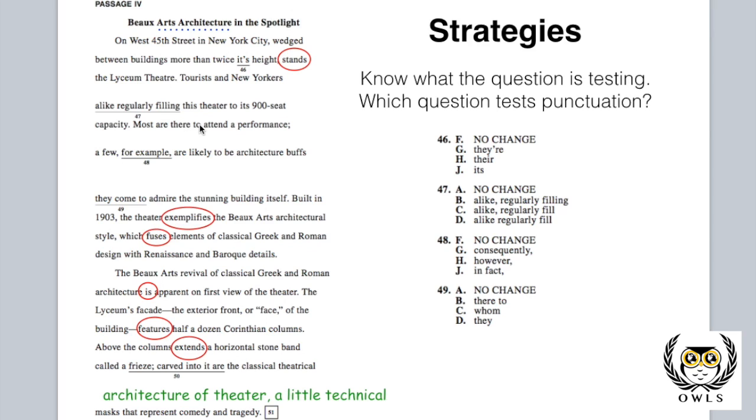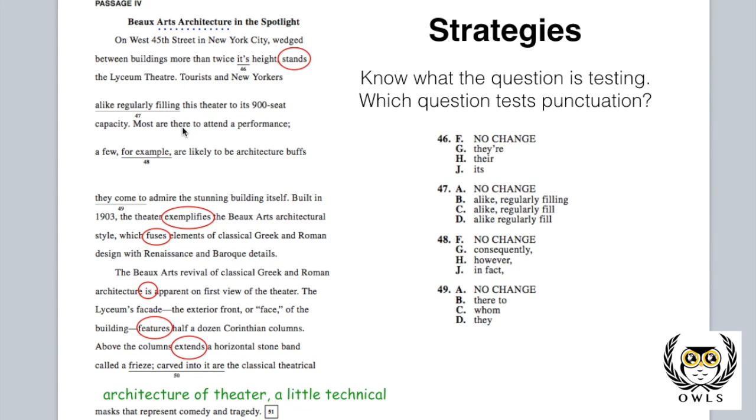48. Most are there to attend a performance. So most people are there for the arts. A few, for example, are likely to be theater architecture buffs. Well, that seems to go in a different direction. Which of my answer choices shows going in a different direction? Consequently suggests that there's a cause and effect. There's no such relationship. It's not that because they're there to attend a performance, they're likely to be architecture buffs. Those ideas are separate. H goes in a different direction.